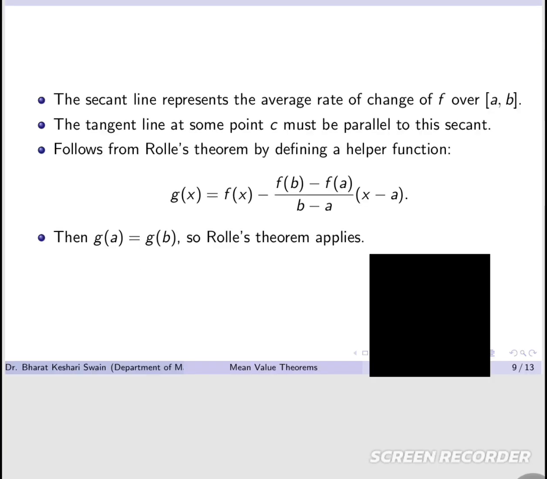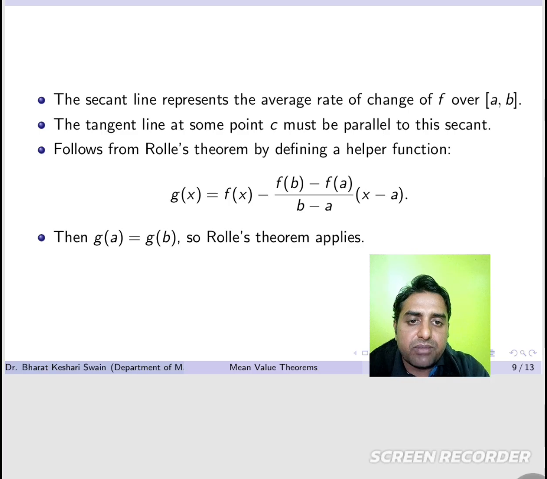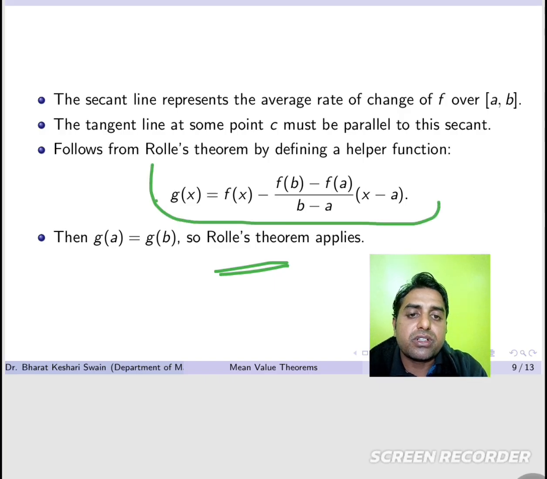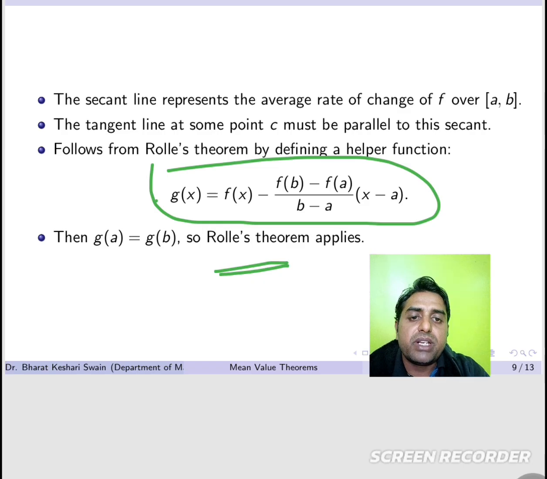Now it follows from Rolle's theorem. By defining a helper function, we can prove your Lagrange mean value theorem using Rolle's theorem. How? See here, just consider the function g(x) equal to f(x) minus f of b minus f of a divided by b minus a into x minus a. Suppose g of x is this.